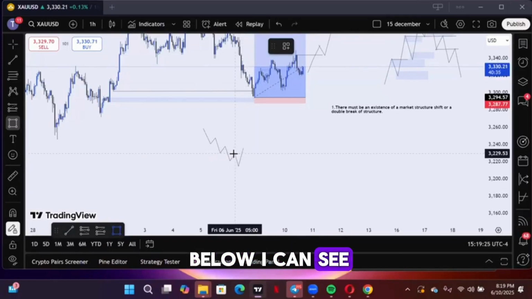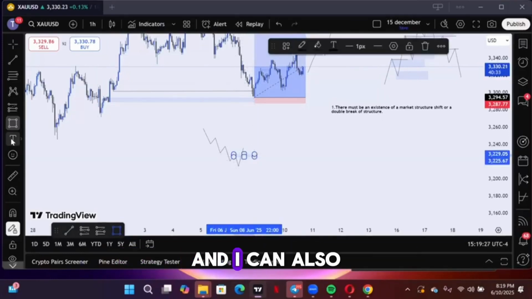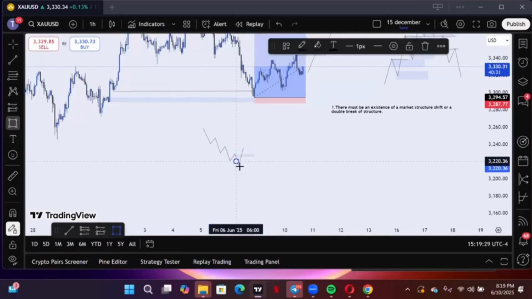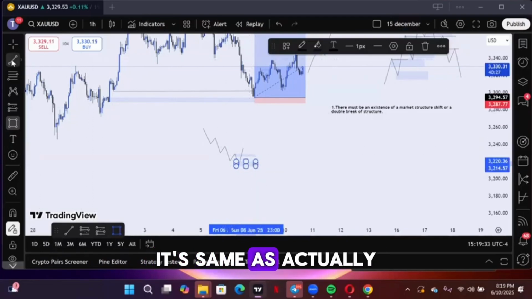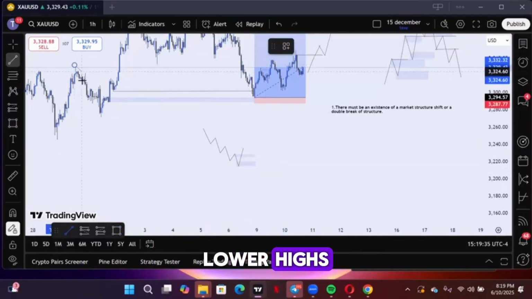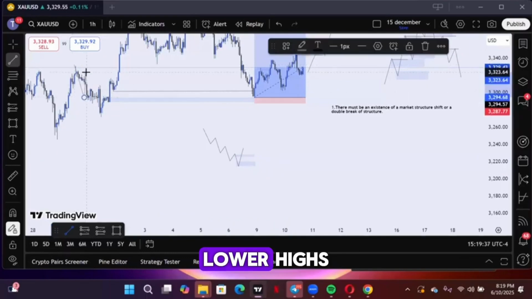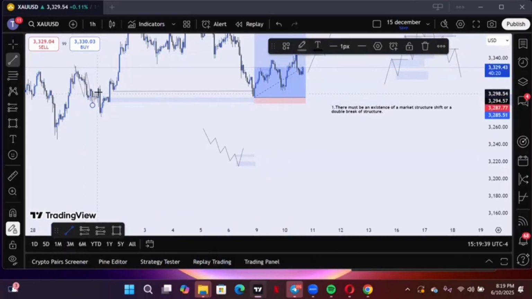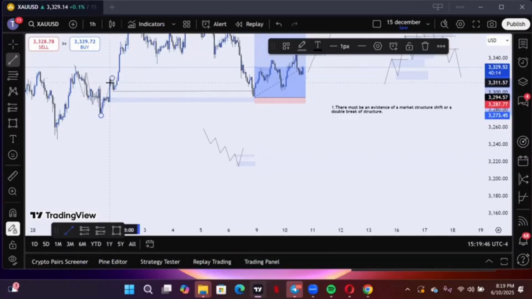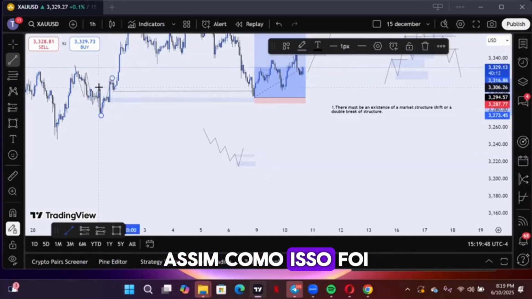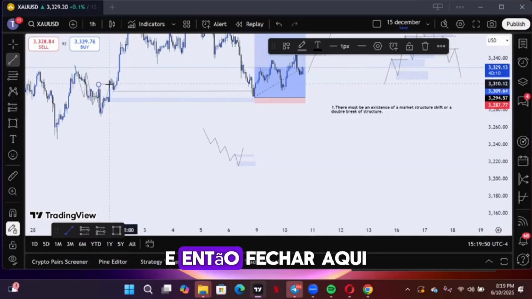So if I look below, I can see a breaker block here, and I can also see an order block here. So I have two points of interest. It's the same as this scenario: lower highs, lower lows, lower highs, lower lows, lower highs, lower lows. The market came in eventually and made a market structure shift and then closed here. This was the market structure shift, and then it closed here.